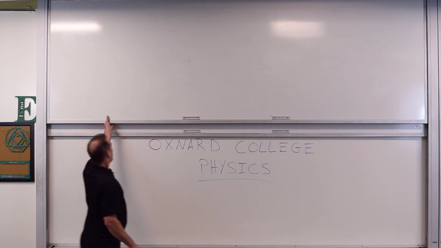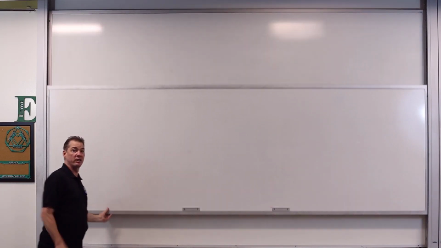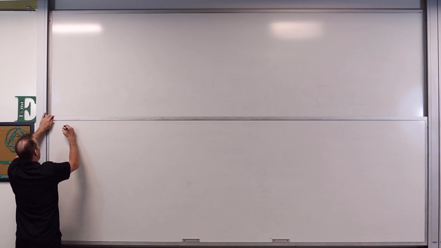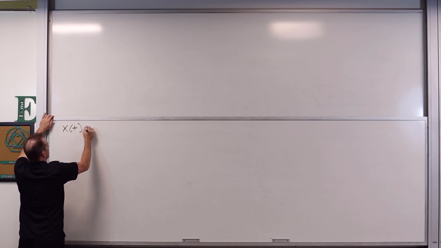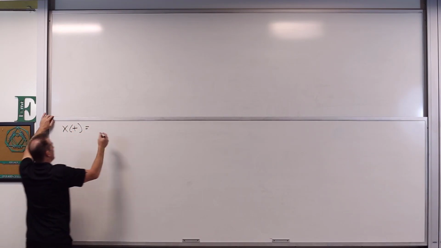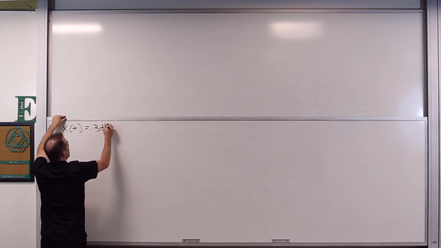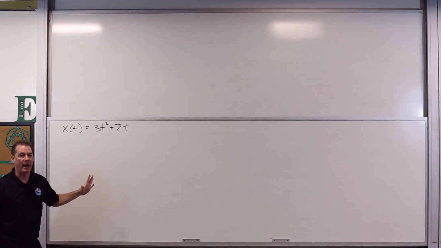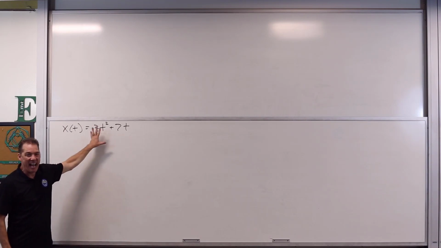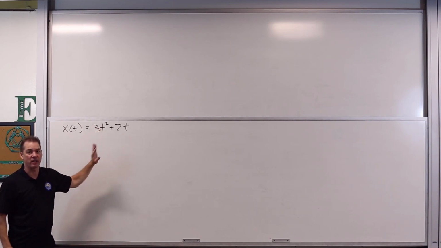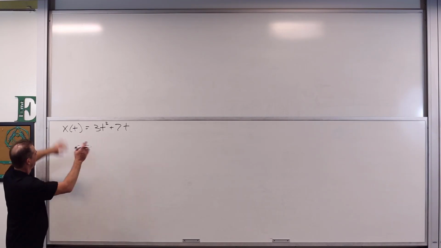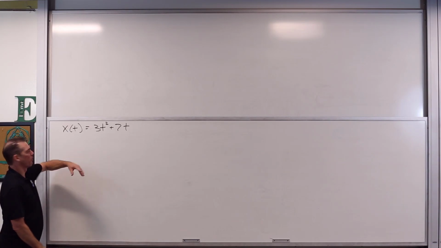All right, so we've got ourselves a function that's describing an object's position with respect to time in the x direction. So we've got our function x of t, x as a function of time, is equal to 3t squared plus 7t. We're going to assume proper SI units, and yeah, there's an i hat in here because this is in the x direction, but I'm going to drop that because it gets a little messy, in my opinion, for one-dimensional motion.